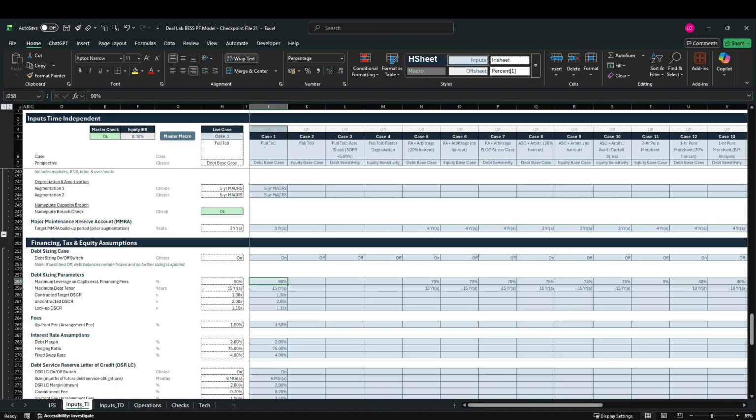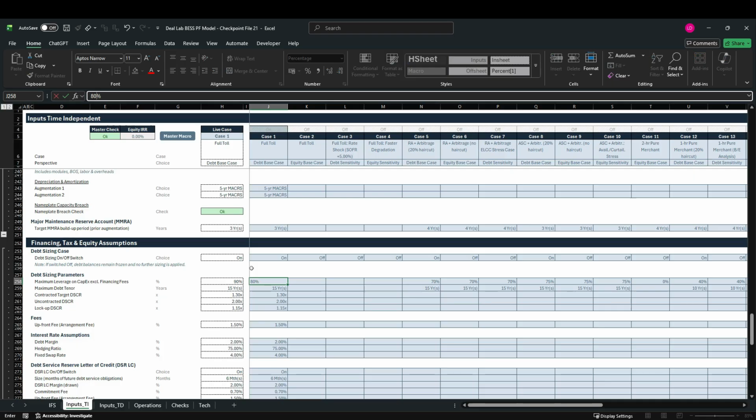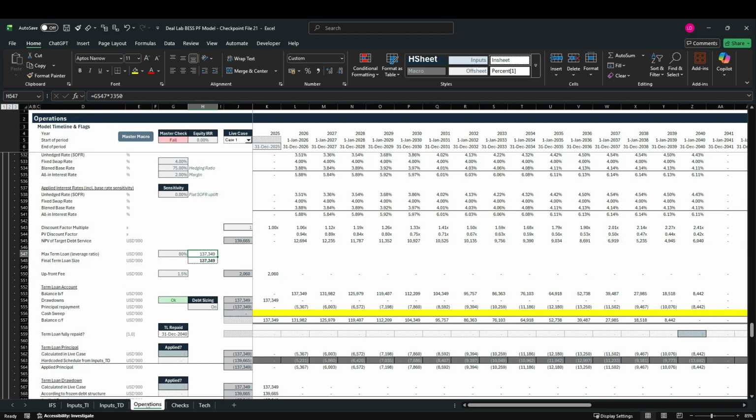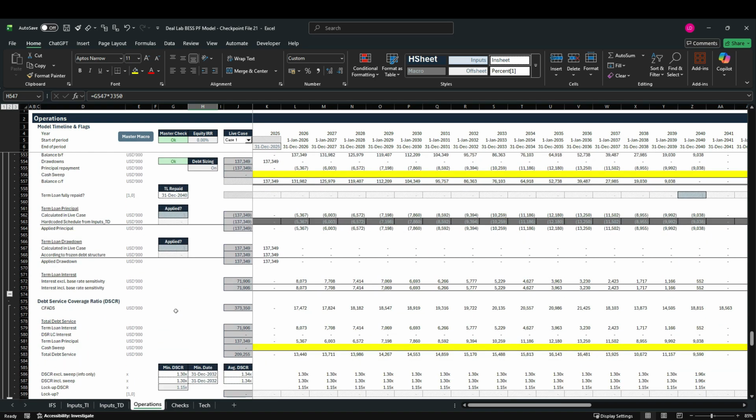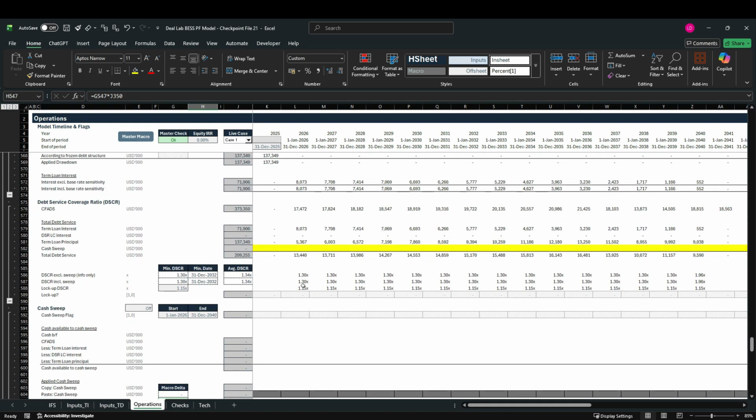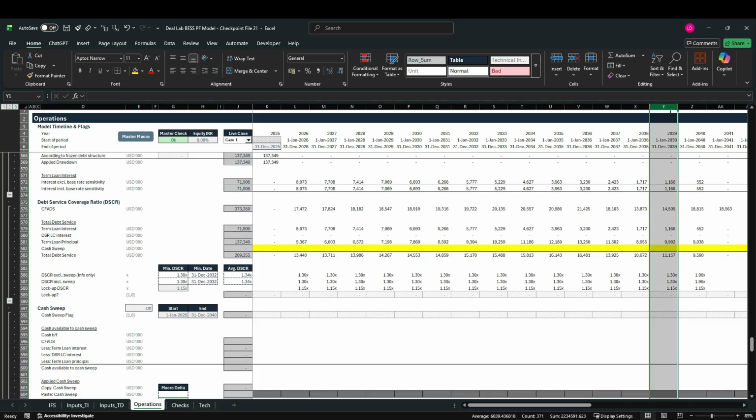But let's make sure that our inputs are in line with our case study. So let's type 80% again. Go back to the operation sheet, hit the master macro, and you will see our 1.3 flat DSCR up to 2039, and then the last repayment in 2040 has even more buffer.